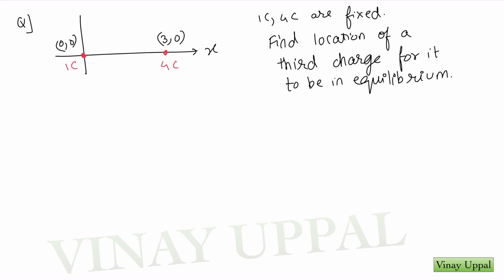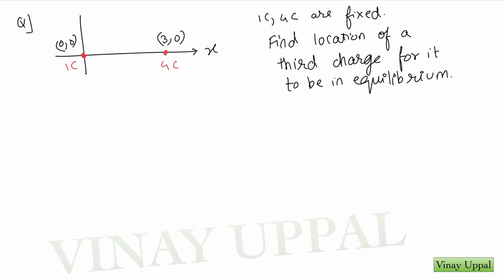Alright, so let's look at a question based on Coulomb's law. Let's see what kind of a question can come. Alright, so here we have a charge 1 coulomb placed at the origin, another charge of 4 coulombs placed at 3, 0, and these charges are fixed externally. The question is asking, find the location of a third charge for it to be in equilibrium.